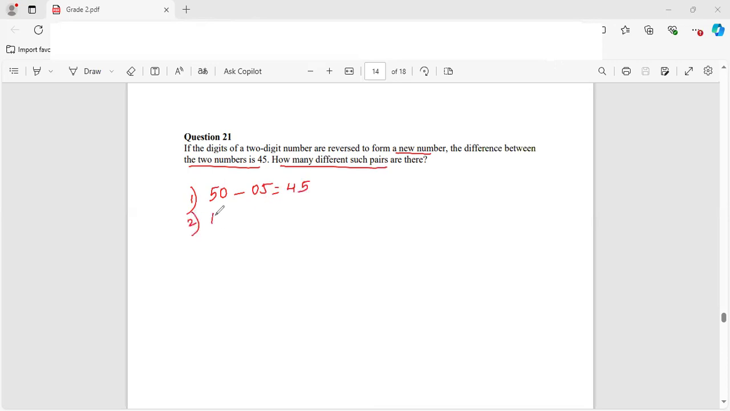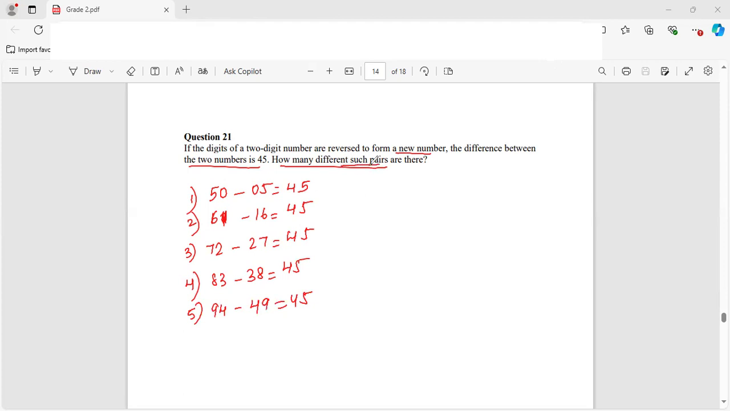Then you'll have say 61 and 16. So again you'll have a 45. You can have 72 and 27, which will give you a 45. 83 minus 38 will give you a 45. And 94 minus 49 will also give you a 45. So how many different such pairs are there? There are 5 such pairs of numbers. So my answer is 5.